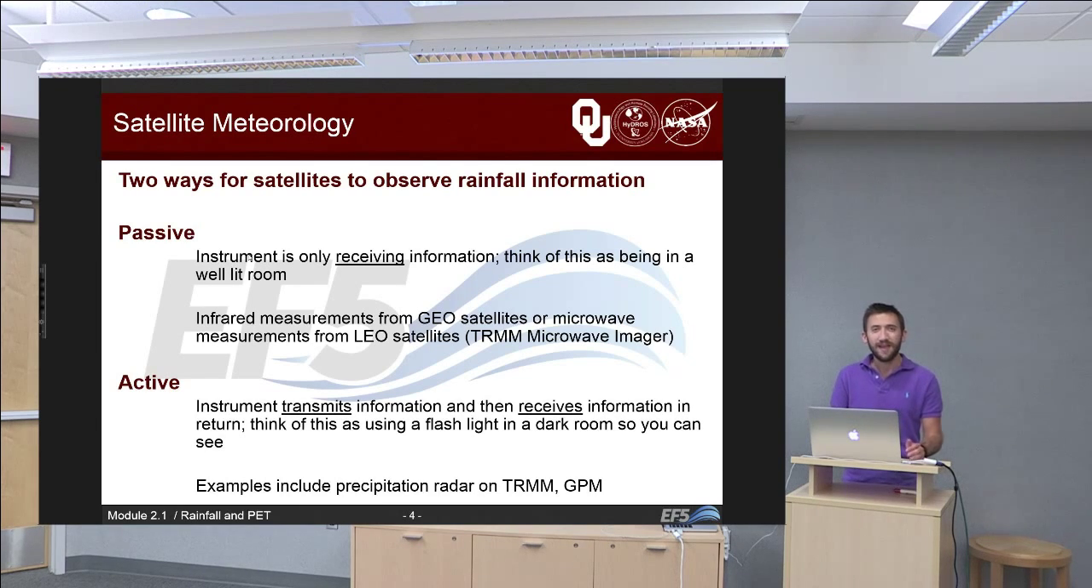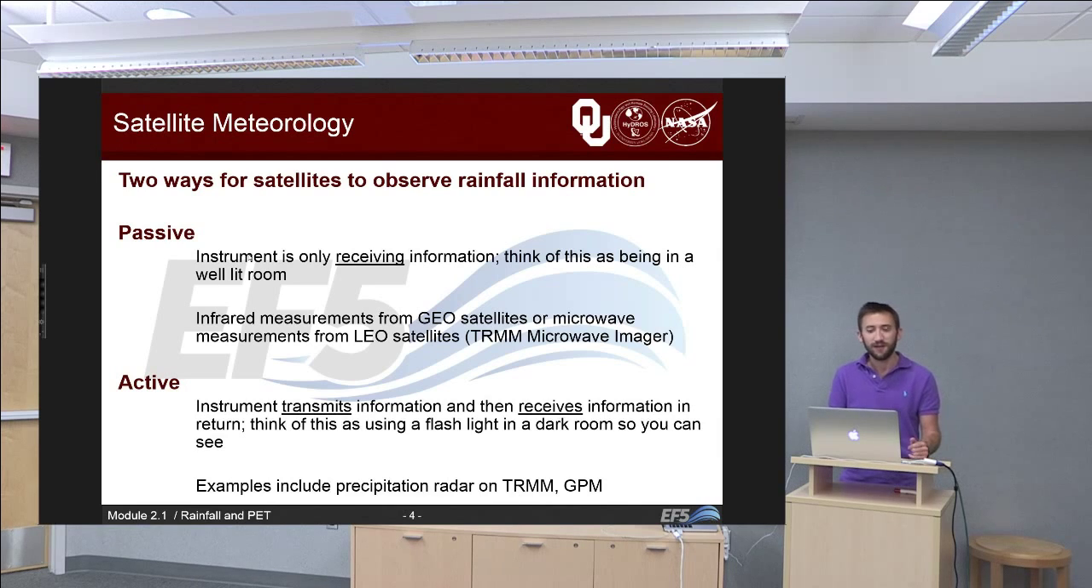An active measurement, on the other hand, is like a dark room, where if you want to see the object, you need a flashlight or some other source of light or energy to transmit out into the room and then wait for that energy to bounce back to you so you can process it and see the image. Satellites work in much the same way.